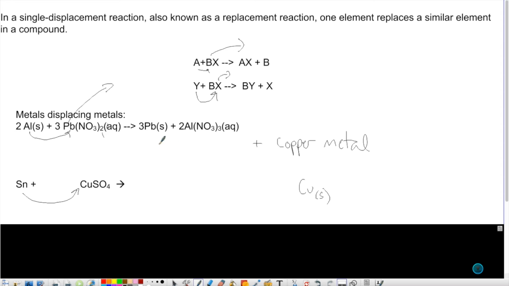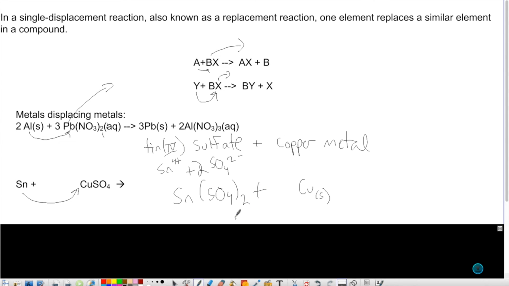So let's say tin 4 sulfate, just to make this interesting. Okay? So this is Sn4+ and SO4 2-. Okay, I'm going to need 2 sulfates. So the compound becomes Sn(SO4)2.